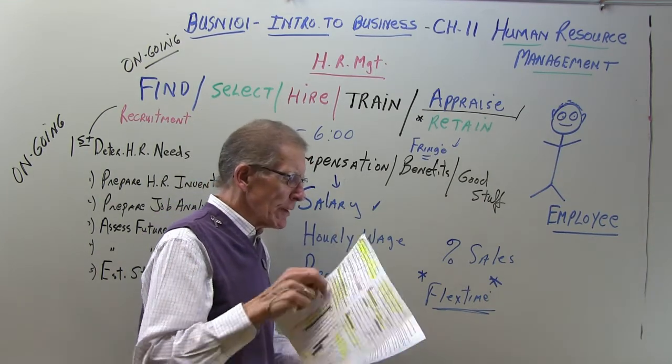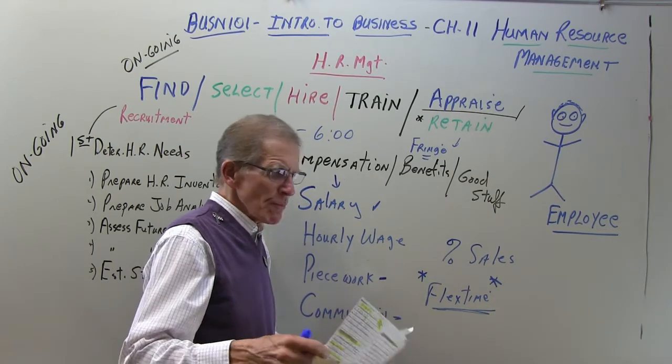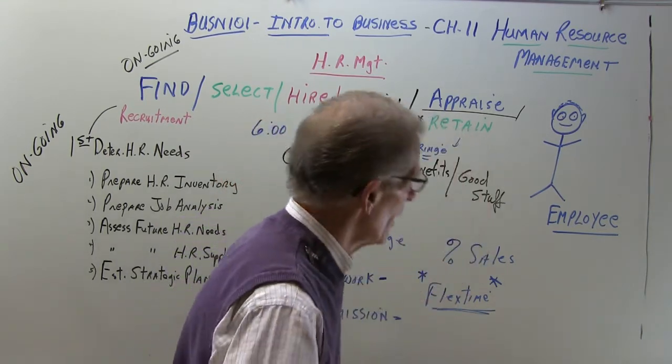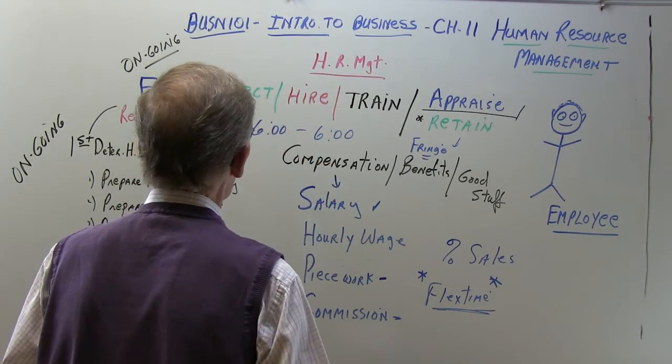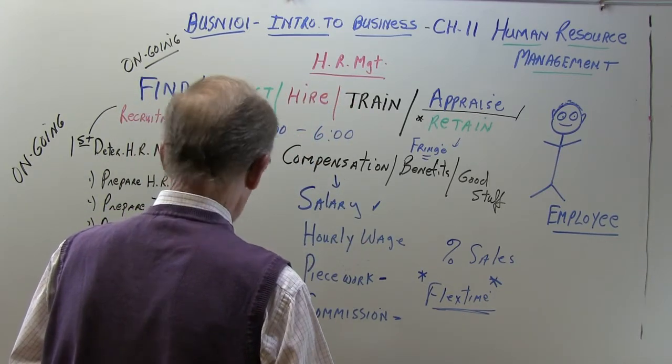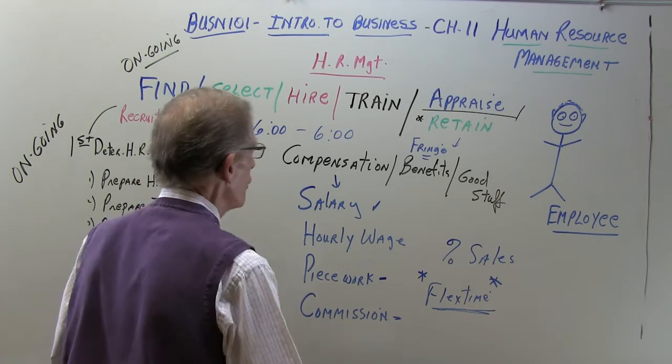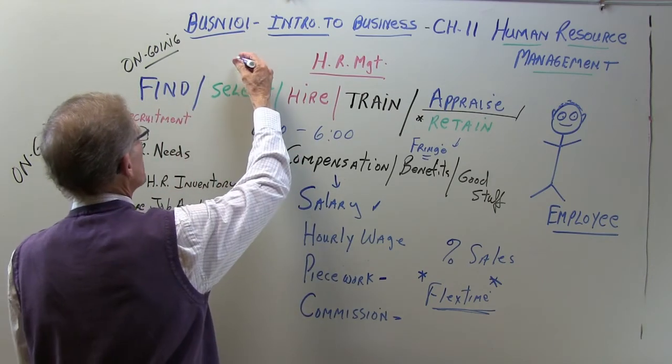Now, the last thing in this chapter is this. When you're looking at human resource management, let me see what color I want to use here. I think I'll use the blue because it's pretty bold. Let me put this word up here.